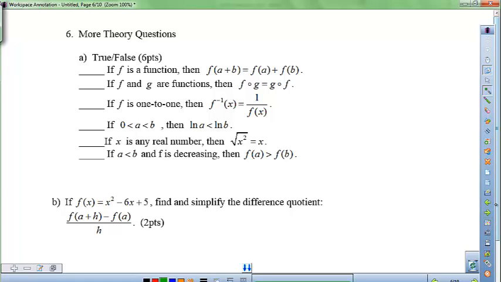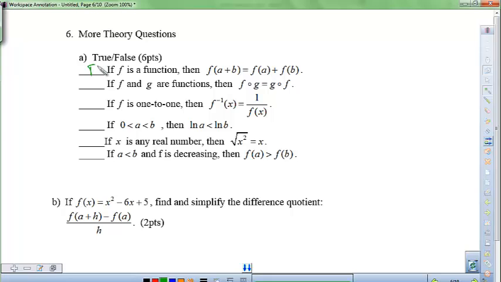Number 6 brings us to some theory questions. I don't think I'll be testing you on this much theory stuff, but let's just take a quick look so you can see some more examples of things. If f is a function, then f of a times b is equal to f of a plus f of b.